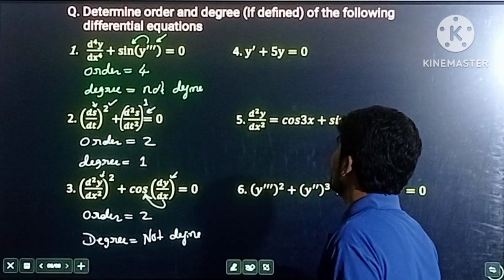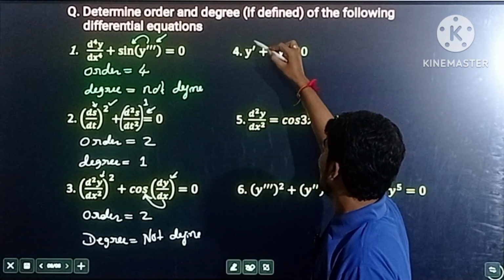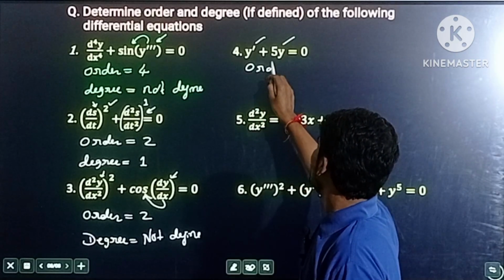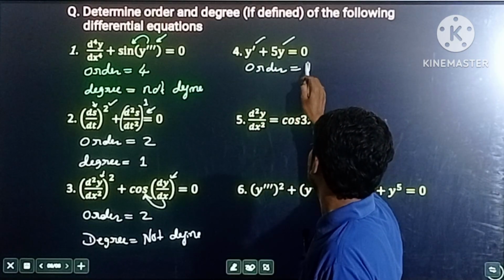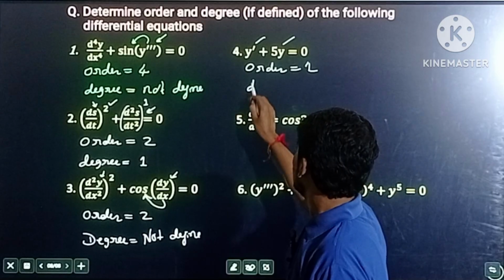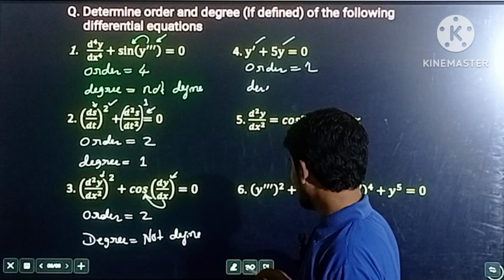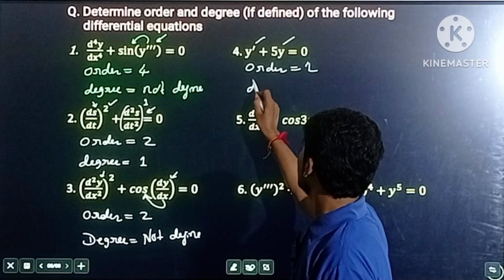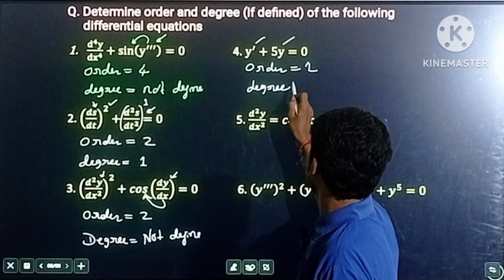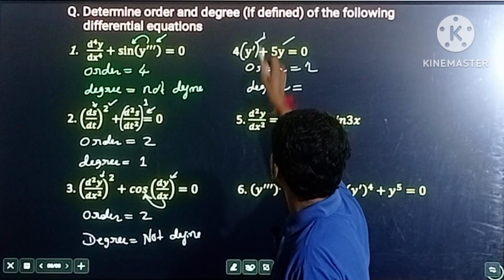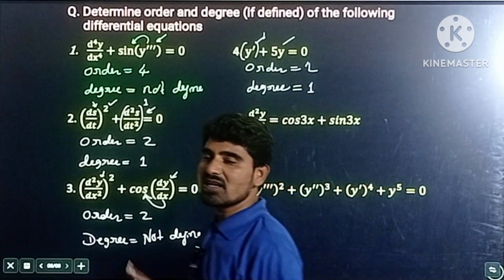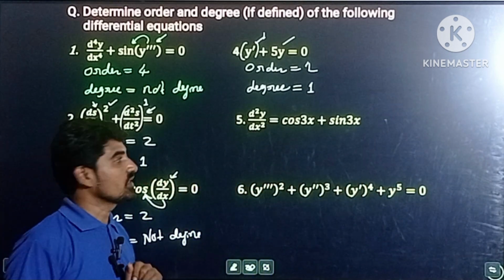Now the fourth one, this is a simple differential equation y dash plus 5y equal to 0. So only one order is used here, that is first order, therefore order is 1. And degree, observe here, this first order derivative is not attached with any of the other function, and whose power is plus 1, therefore degree is 1. So fourth one is a first order, first degree differential equation.